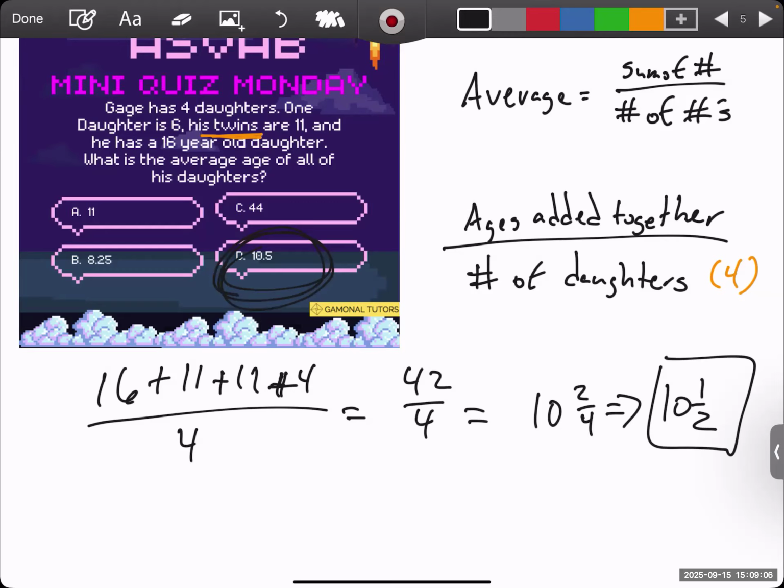All we do is we take all of the ages, add those together, and divide by the number of ages, in this case just 4. And we get the average age. So 10.5, average age.